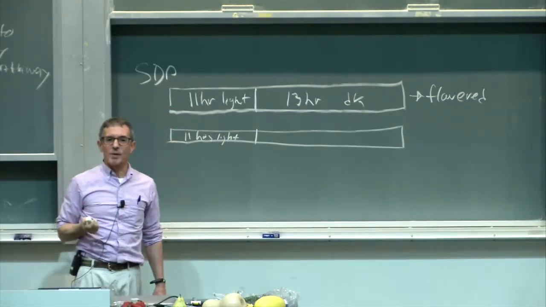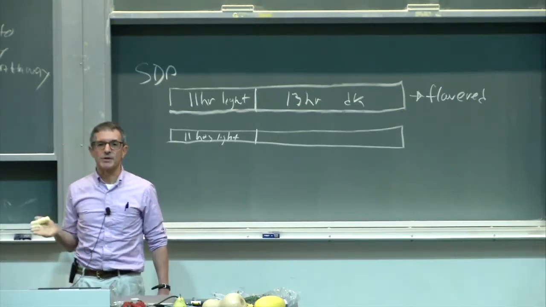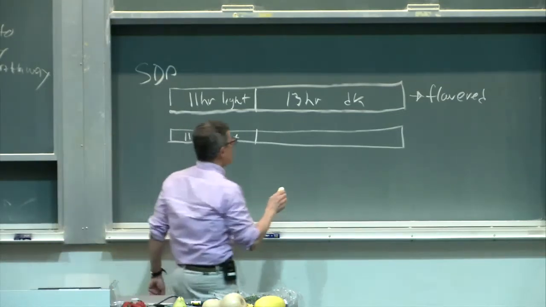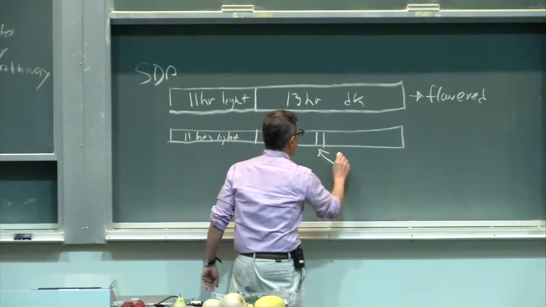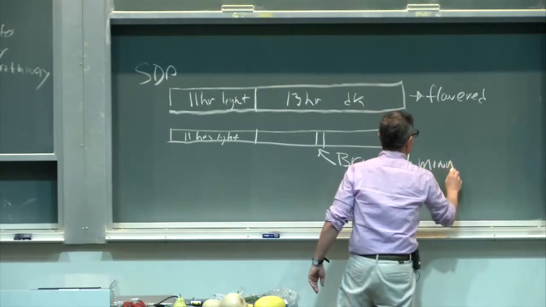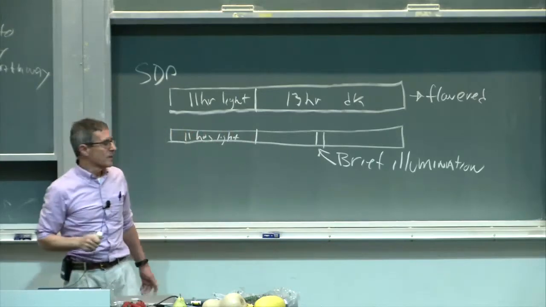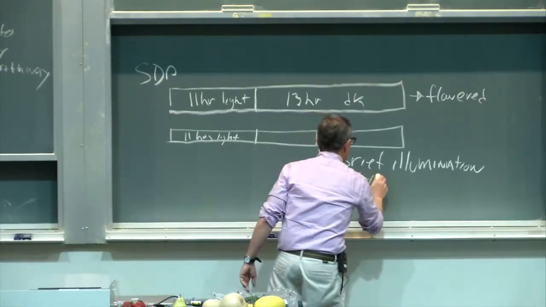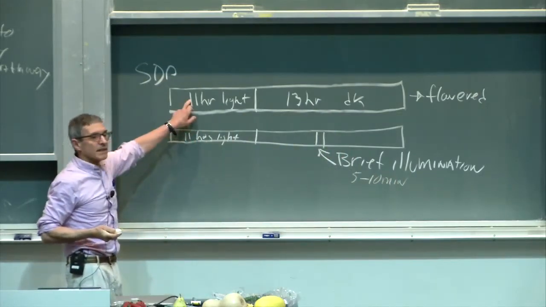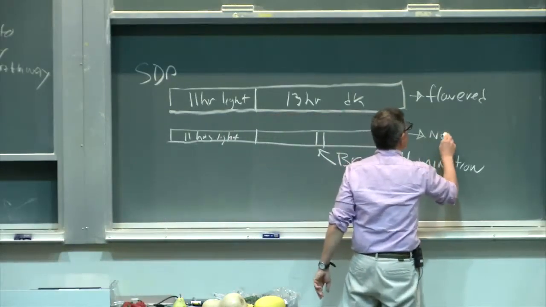What happened in the dark period is that somebody came into the greenhouse at night. Maybe the custodian to empty the garbage can, maybe a researcher to water the plants. But they came in the middle of the night, and there was a brief illumination, maybe 5 to 10 minutes, not very long. Even though the length of the light period was exactly the same as the above, these plants were not flowering.